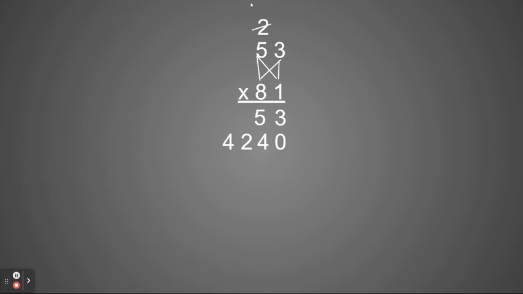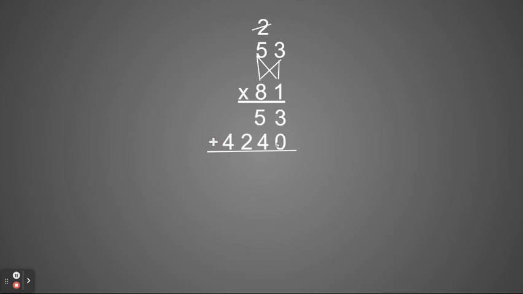Notice when I'm adding, after I add it, I cross it out so I don't get confused, especially if I'm having to regroup in both the ones place and in the tens place. I want to always make sure I cross out my number. Sometimes I'll even circle it and then cross it out so that I don't forget about it and I don't double use it.